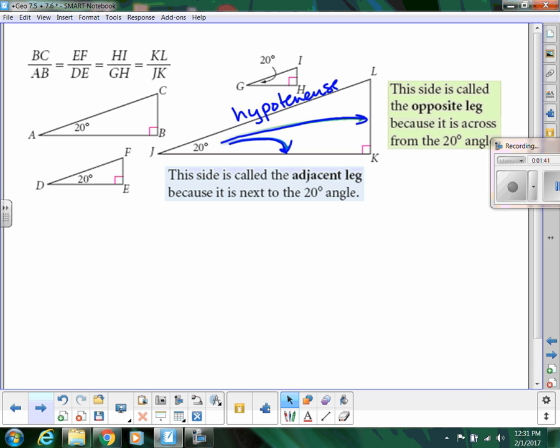So you'll hear me saying opposite, adjacent, and hypotenuse, and that's what we mean because they were studying the same angle and the ratio of those sides. So we want to just have some terminology to talk about those.